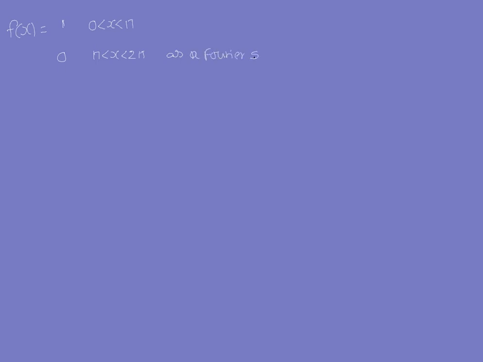So the first step is f of x is equal to a naught by 2 plus sigma n equal to 1 to infinity a n cos nx plus sigma n equal to 1 to infinity b n sin nx. What is the formula for a naught? A naught is equal to 1 by pi integral from 0 to 2 pi. So this is the main problem he has given.